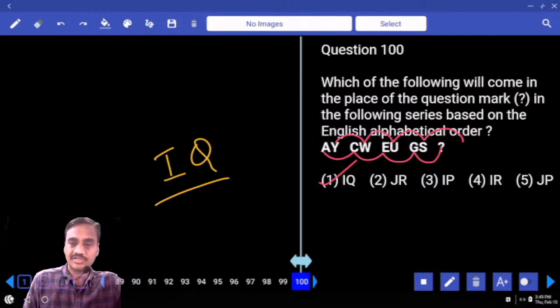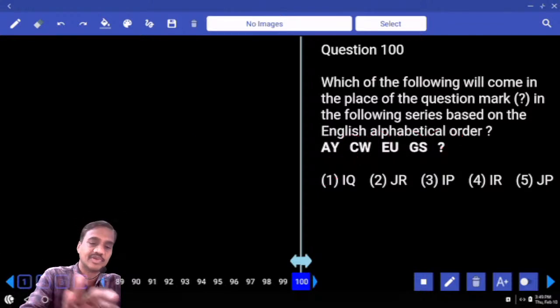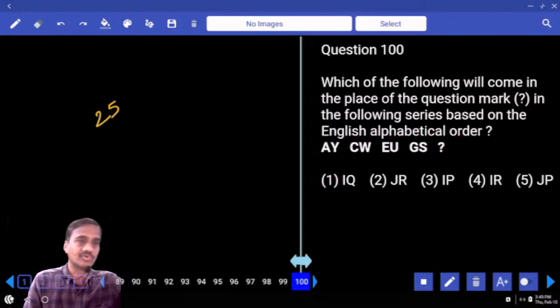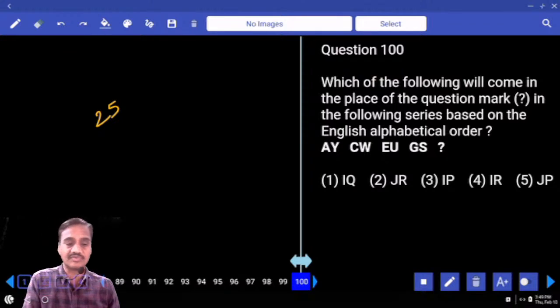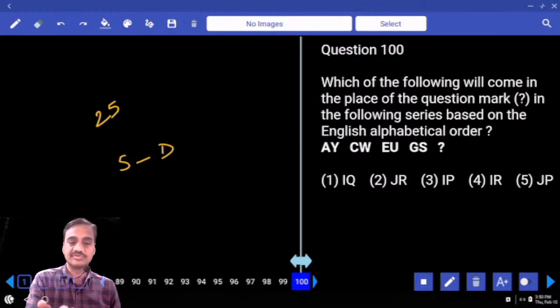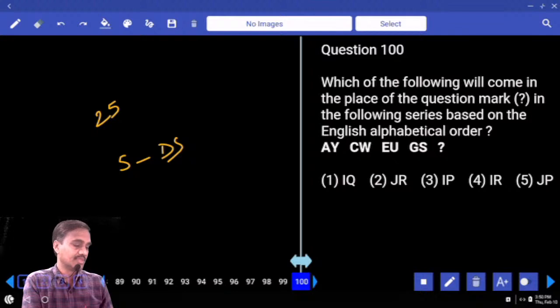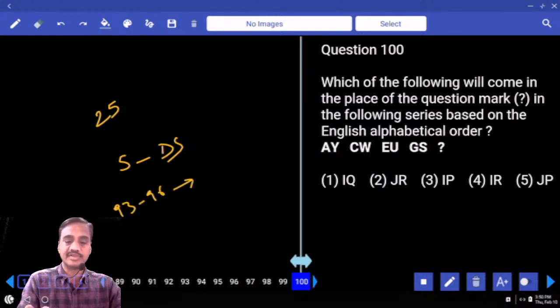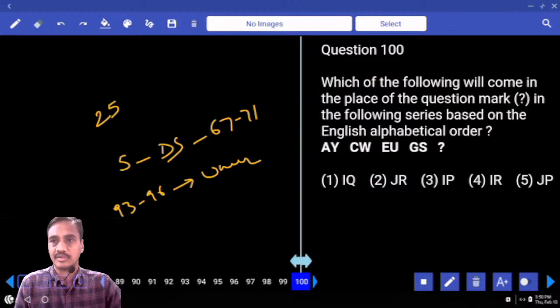Clear? Now as of now, we have done with this 25 questions. Now we have 10 more questions left. What are those 10 questions we have left? 5 questions of data sufficiency we have left. And at the same time, an uncertain number of persons, 93 to 96, uncertain relation. And DS question numbers, 67 to 71.